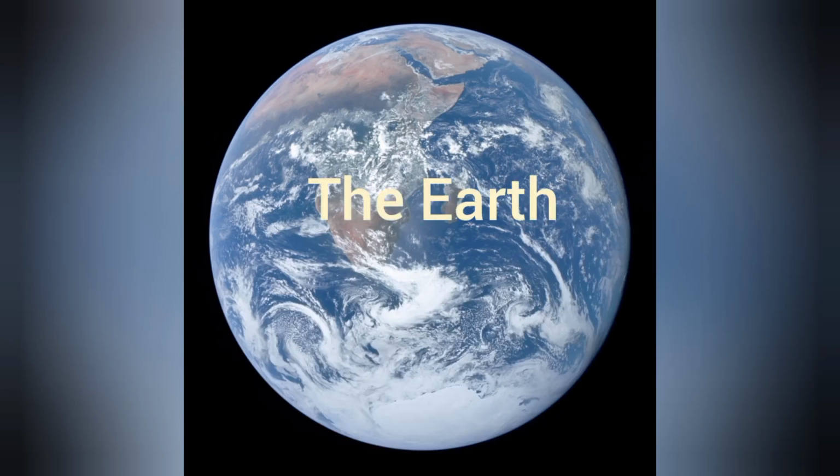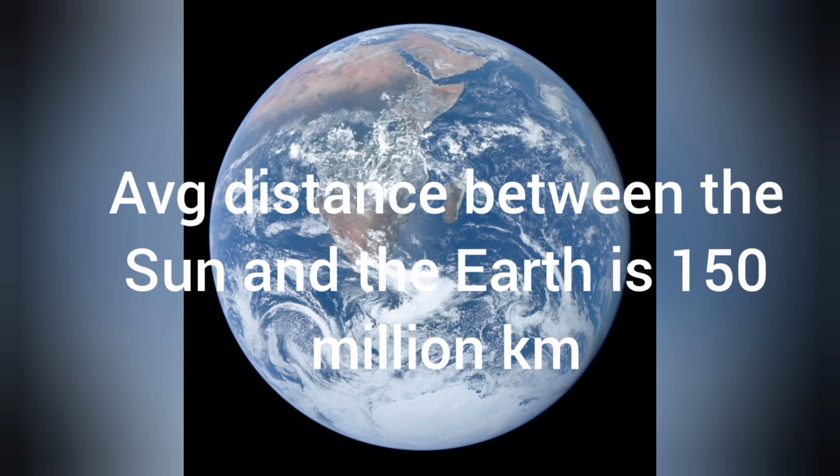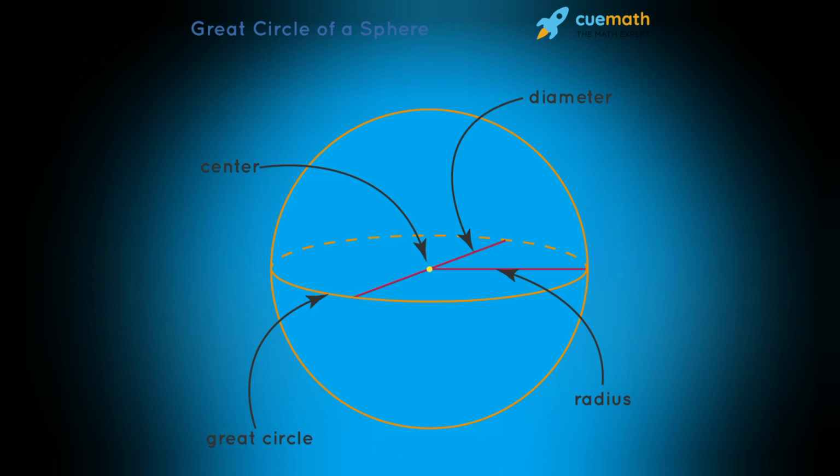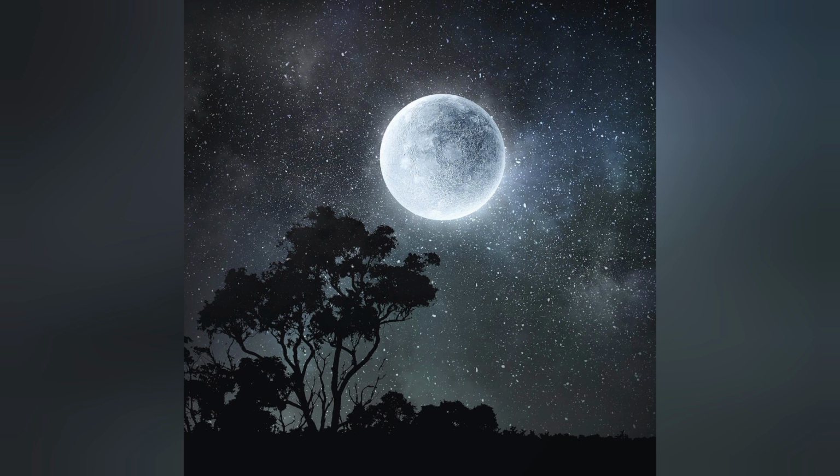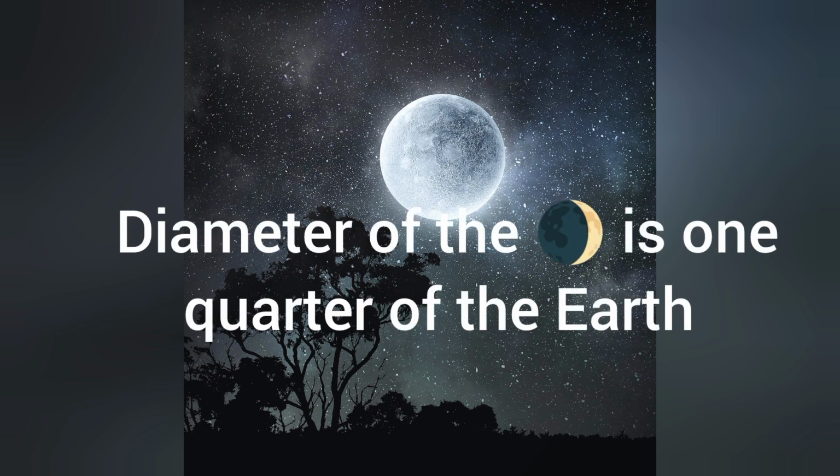The Earth. The Earth is third in line from the Sun and also the fifth largest in the solar system. The average distance of the Earth from the Sun is 150 million kilometers. The circumference of the Earth is 40,000 kilometers and its diameter is 12,756.8 kilometers across the equator. Many astronomers say that the moon is too large to be a satellite because other satellites of various other planets are much smaller compared to the moon. The diameter of the moon is one quarter that of the Earth.